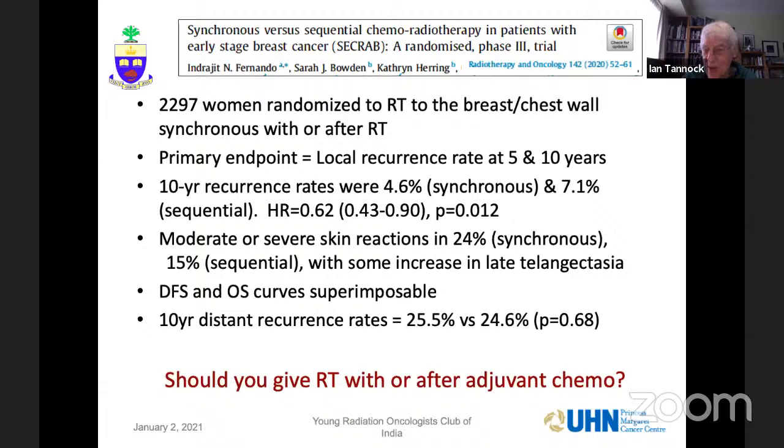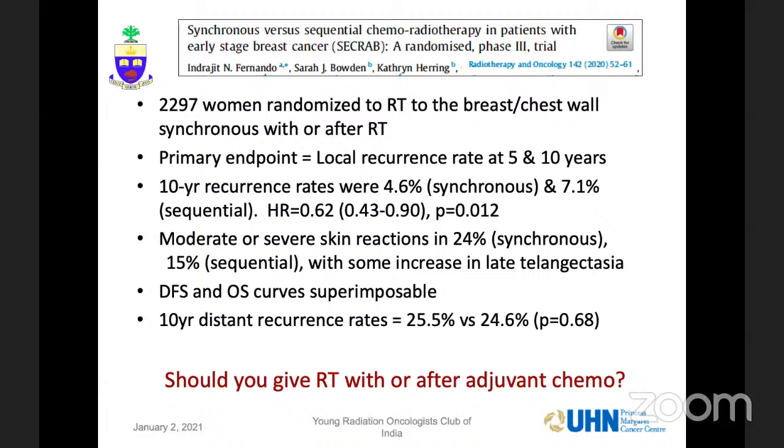So I think it's an open question, but my practice when I was treating breast cancer is to give the chemotherapy first and, of course this is decided with my radiation oncology colleagues, to give radiation immediately after chemotherapy. So that's in general what we did. I don't think this trial would make me change that.